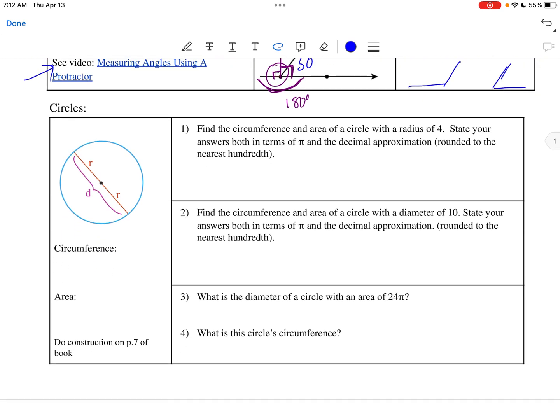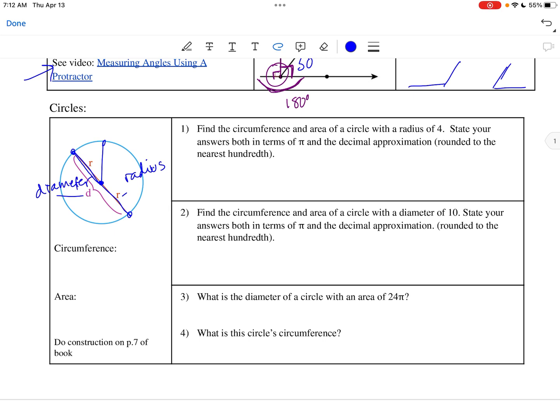Then we did a little review of circles, and we reviewed that when you draw a line from the center of a circle out to any point on the circle, anywhere, it is called the R for radius. And all of the radii of any particular circle are equal. Two radii together, we call that a diameter.